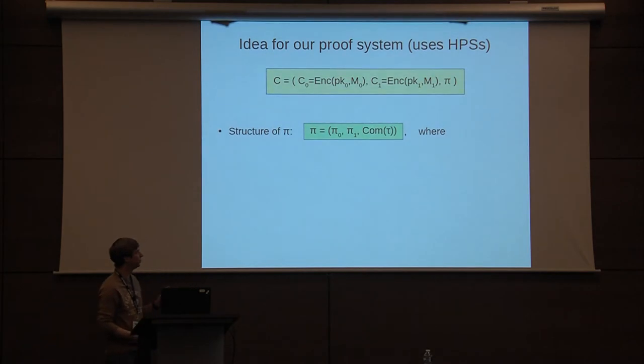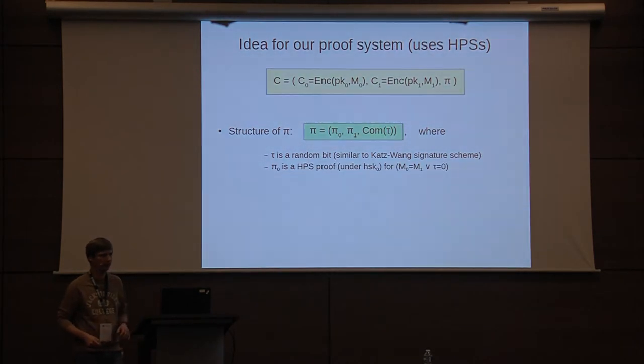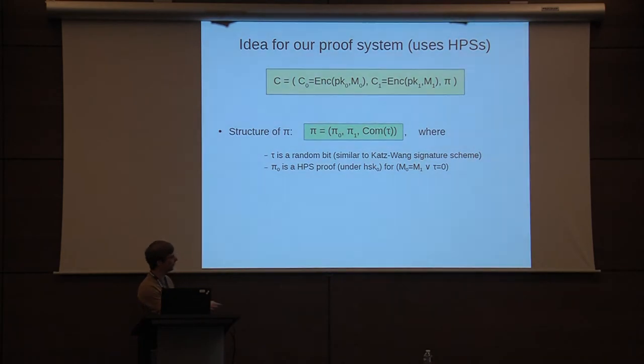We have actually two proofs and a hidden value tau, which is a random bit. This smells a little bit like Katz-Wang signatures, and I'll give a little bit of relation to this later on. The two proofs are simply proofs for the statement that the ciphertext is consistent, that M0 is M1, or that tau has a particular value, right?